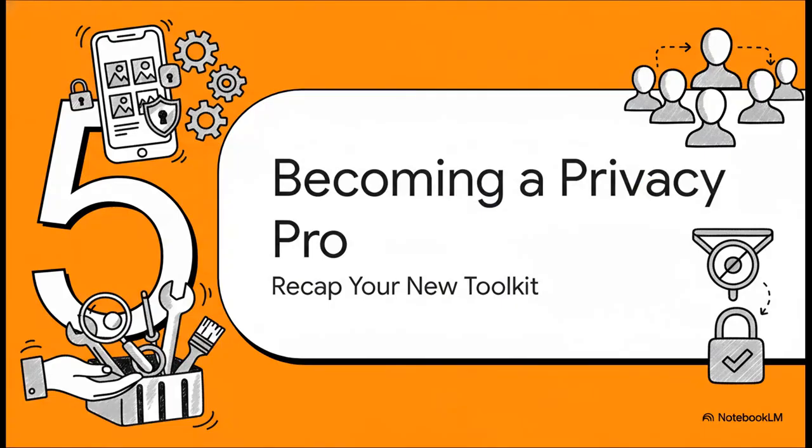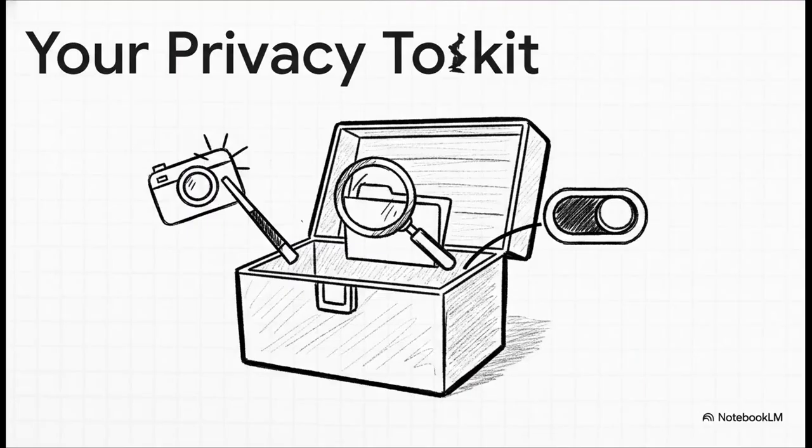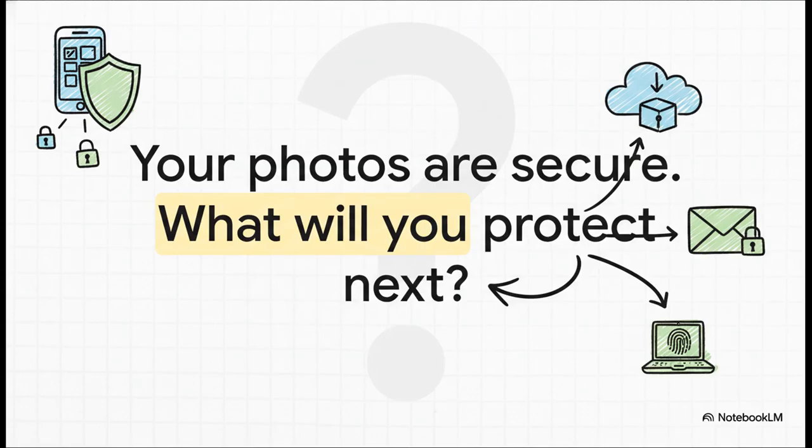And there you have it. In just a couple of minutes, you've basically become a privacy pro. You now have this awesome new toolkit to manage exactly what people see in your photos. So let's recap what you've got now. First, you can hide any photo or video you want. Second, you know how to find those photos in the hidden album. And third, and this is the big one, you know how to make that entire hidden album invisible for maximum security. So your photos are secure. You've mastered this little corner of your digital world. And it kind of makes you wonder, right? With this kind of control at your fingertips, what will you protect next?